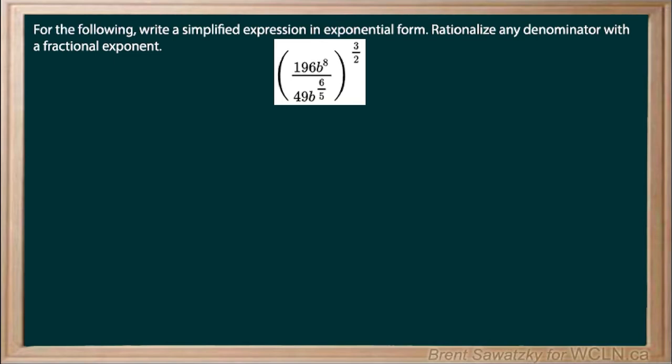Okay, exponent laws again, a little more complicated version, but same thing. We just have to be careful as we work through it. So we'll bring that 3/2 into the brackets there to everything that's impacted by it. So 196 to the 3/2, and then b to the 8 to the 3/2.